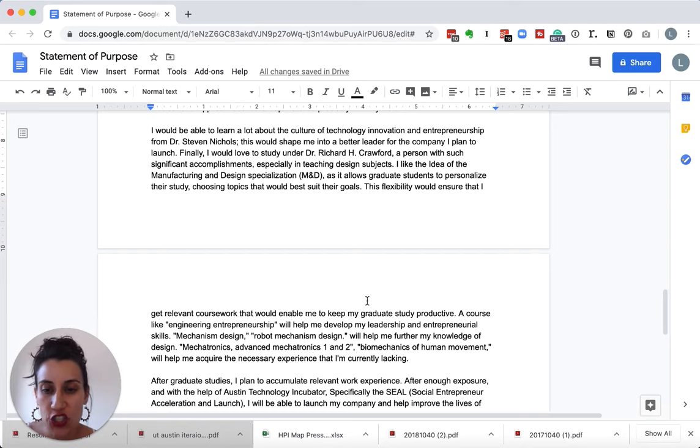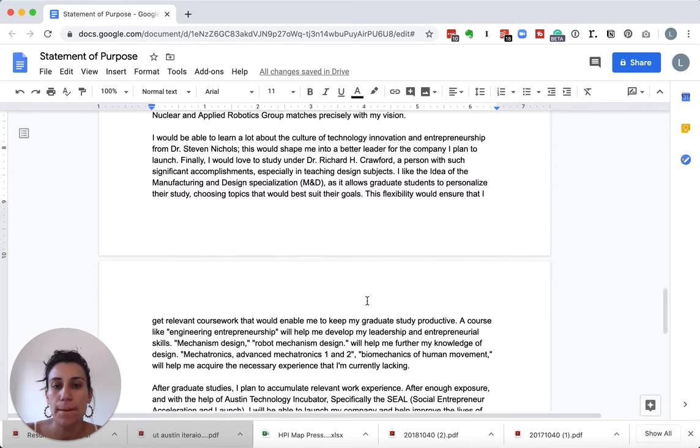A course like engineering entrepreneurship will help me develop my leadership and entrepreneurship skills. Mechanism design, robot mechanism design will help me further my knowledge of design. Mechatronics, Advanced Mechatronics 1 and 2, Biomechanics of Human Movement will help me acquire the necessary experience that I'm currently lacking.